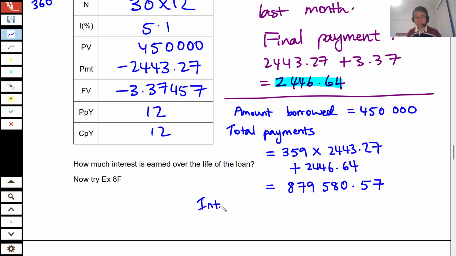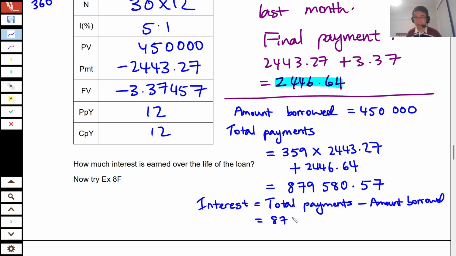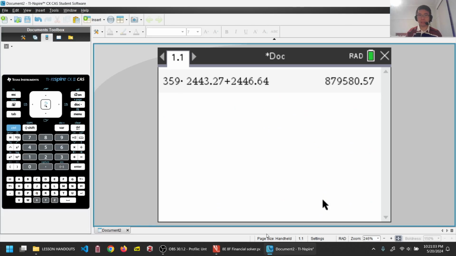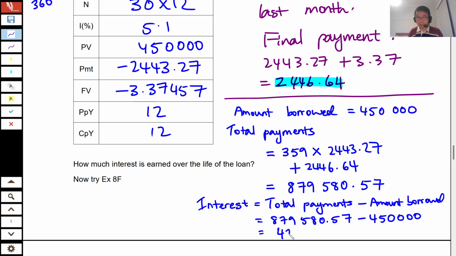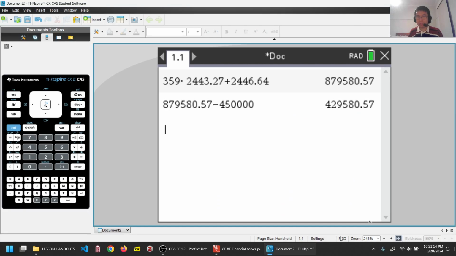The interest earned is the difference between the total payments and the amount borrowed. So we need to do 879,580.57 take away 450,000. And if we do that calculation, we get the following: 429,580.57.